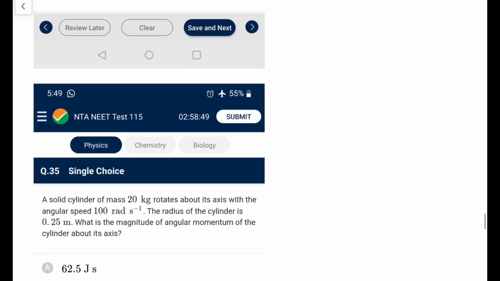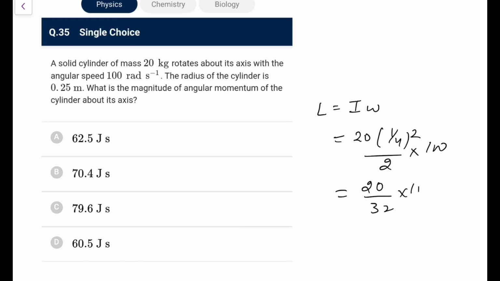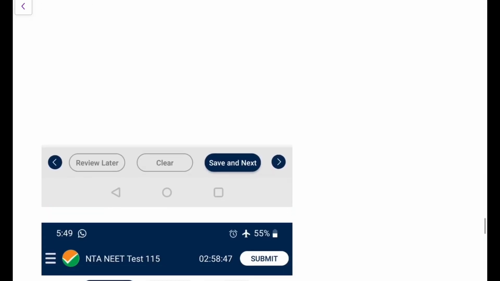Next one. A solid cylinder of 20 kg rotates about an axis with angular speed 100. The cylinder radius is given. What is the magnitude of angular momentum? L would be equal to I omega. I for a solid cylinder is mr square by 2, 20 into 1 by 4 whole square by 2 into omega. So it is 20 by 32 into 100. So this is 5, this is 8, this is 500 by 8. I can write it as 12.5 into 5, that is 62.5 joule seconds. So go for option A in this case. This would be the answer.